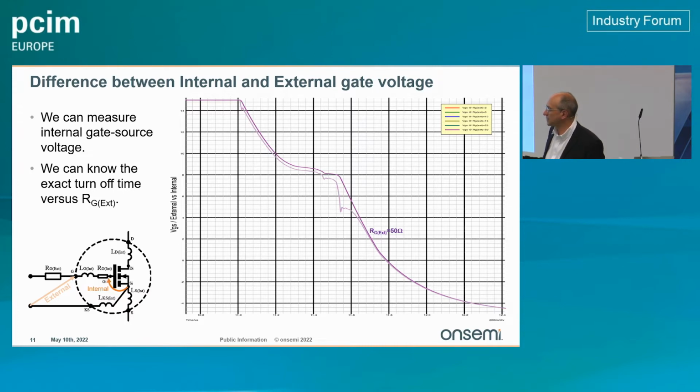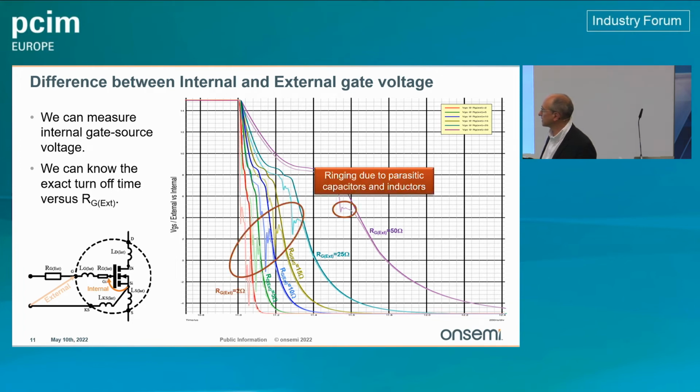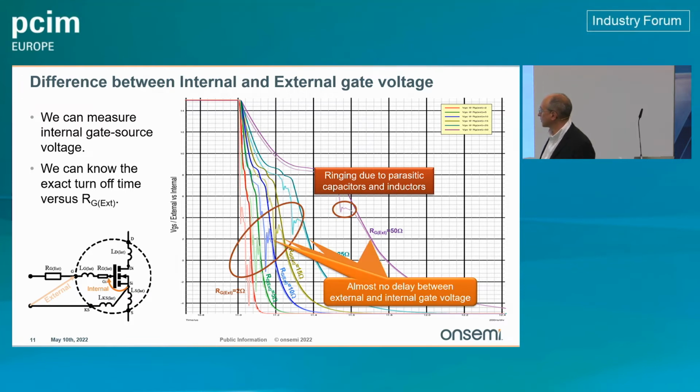Here I have a very extra large RG, so the waveforms are quite similar, except that I have some difference and some ringing here that I will explain, going for lowering the external RG. And as you lower the external RG, you see the ringing appearing more and more because my gate network is less and less damped. And then if I look at the difference between the two thresholds, I see that there's always a delay between the external and the internal gate. And this is even more critical when I have a very low RG.